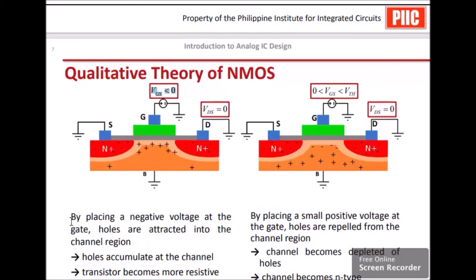Anong mangyayari? Sabi, by placing a negative voltage at the gate, holes are attracted to the channel region. So, etong mga holes, okay, kasi this is N-type, this is P-type. 'Di ba madaming holes dito kasi nga P-type? Itong mga holes dito, represented by this positive. Kasi negative yung nilagay mo dito, ano mangyayari sa kanya?